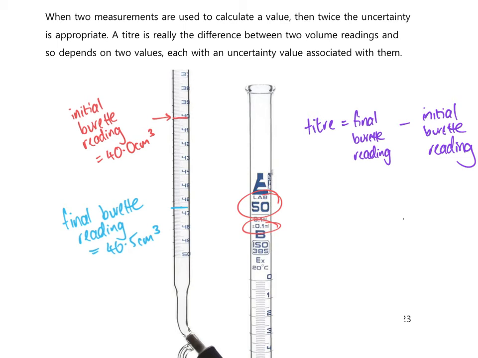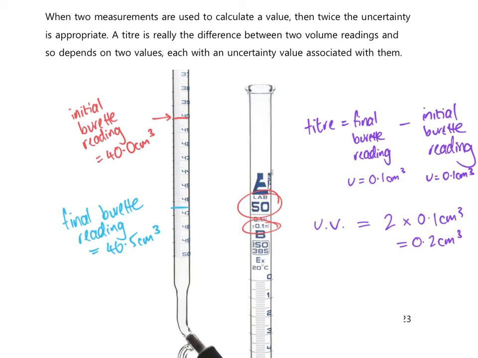So if what I'm saying is that there's an uncertainty of 0.1 centimetres cubed with the final burette reading, and there's an uncertainty of 0.1 centimetres cubed with the initial burette reading, then the total uncertainty value, if I just abbreviate that to UV, is going to be 2 times 0.1 centimetres cubed, which is 0.2 centimetres cubed.